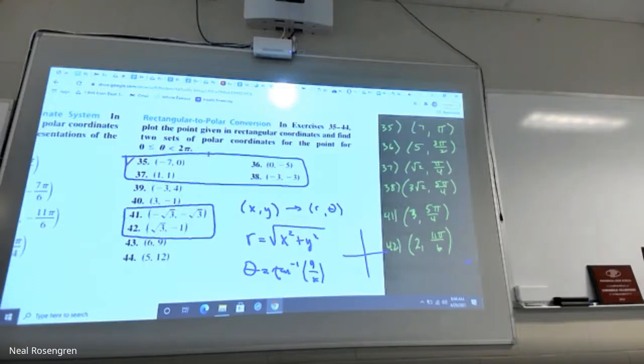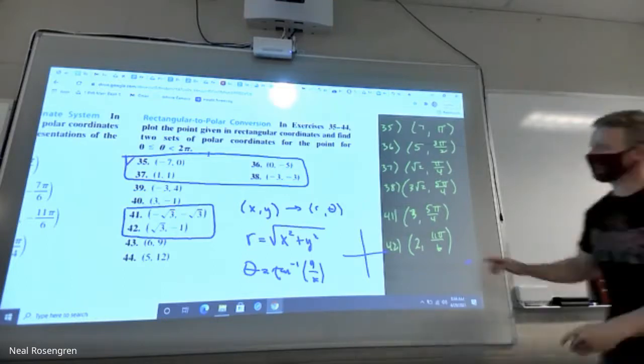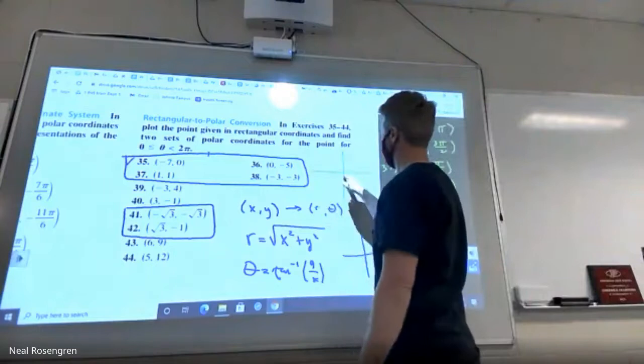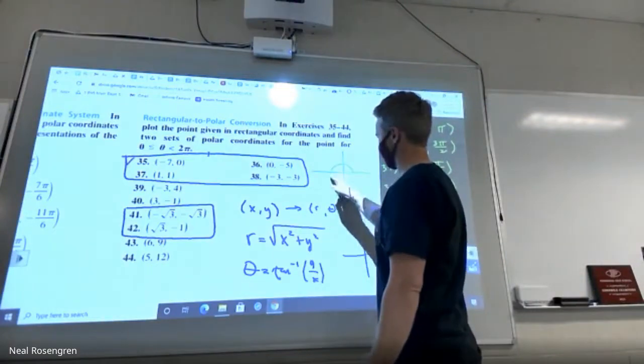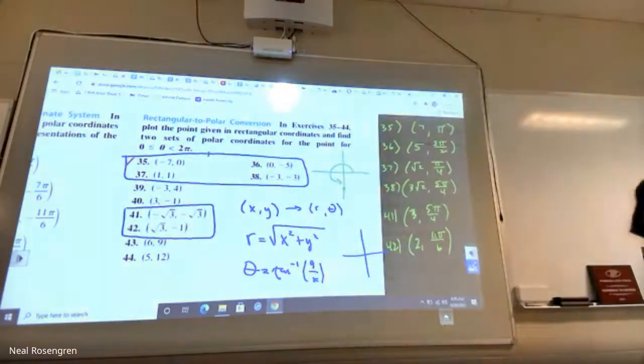Bigger than 36. And would that be pi? Well, my x is 0, so I don't go left or right. Negative 5, I am down along the y-axis. That's 270 degrees down there. That's 3 pi over 2. Negative 5 is down here, so I'm opening up this angle to get there. Right?